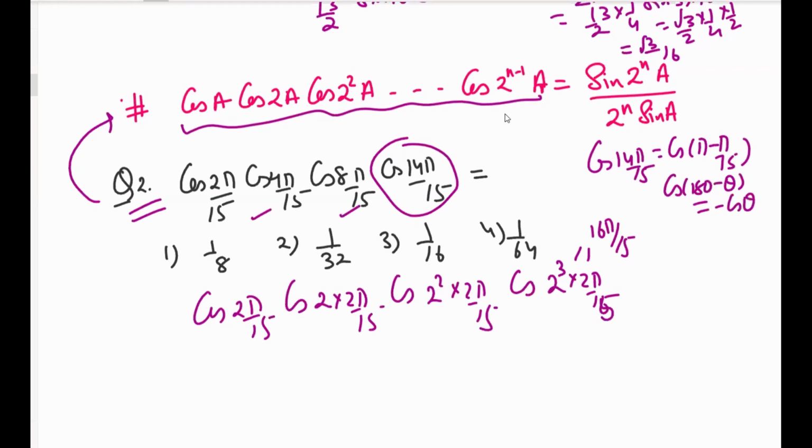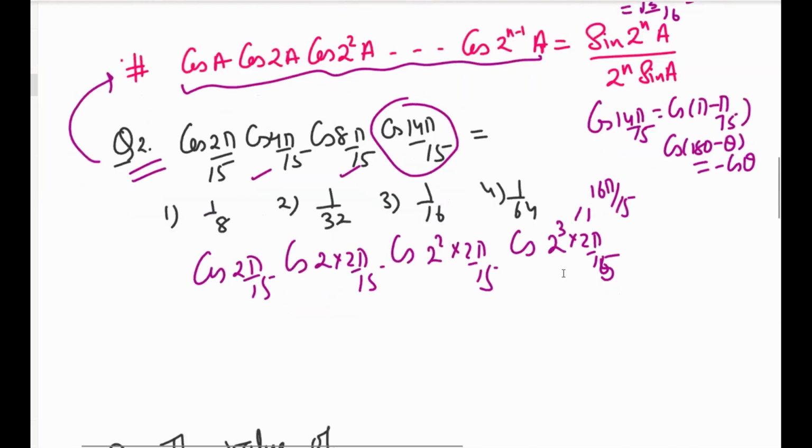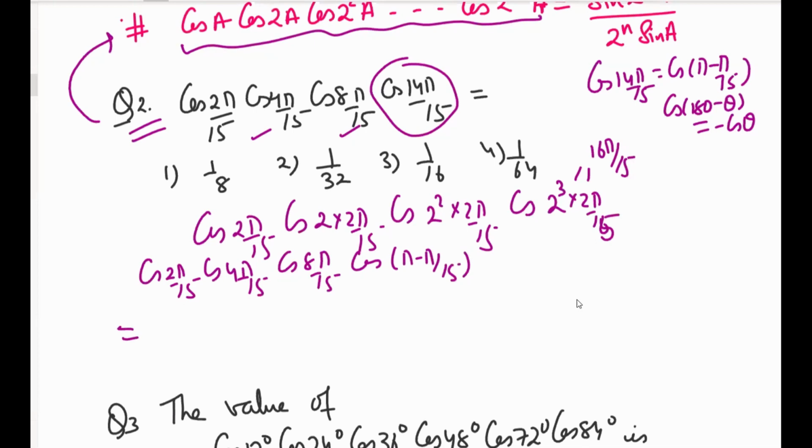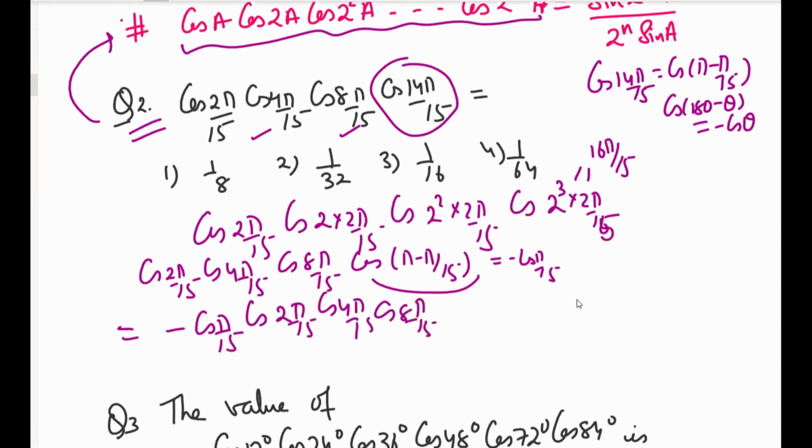So what I do is just rewrite this question. What is written here? Cos 2 pi by 15, cos 4 pi by 15, cos 8 pi by 15. I write cos 14 pi by 15 as cos of pi minus pi by 15, and that is minus cos pi by 15. Therefore, I rewrite this question, taking this to the first place: minus cos pi by 15, cos 2 pi by 15, cos 4 pi by 15, and then cos 8 pi by 15. Now this is reduced to this form: cos A, cos 2A, cos 2 square A.